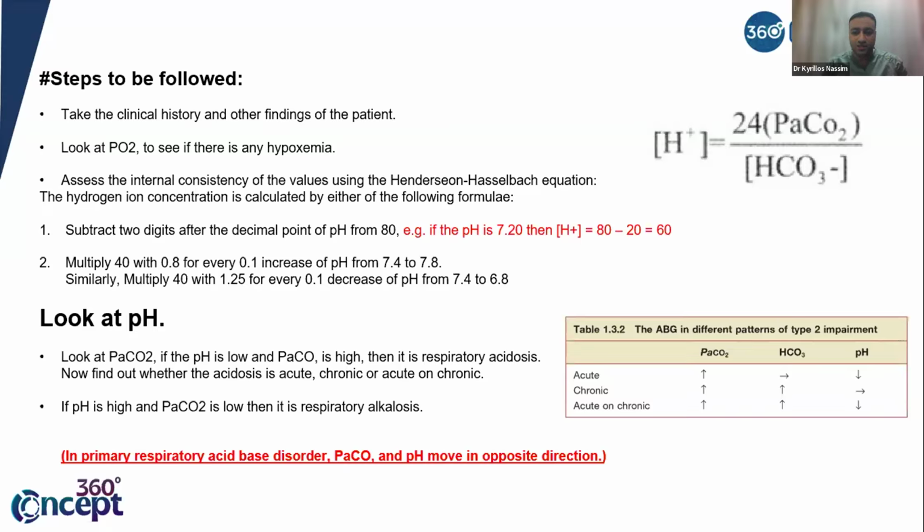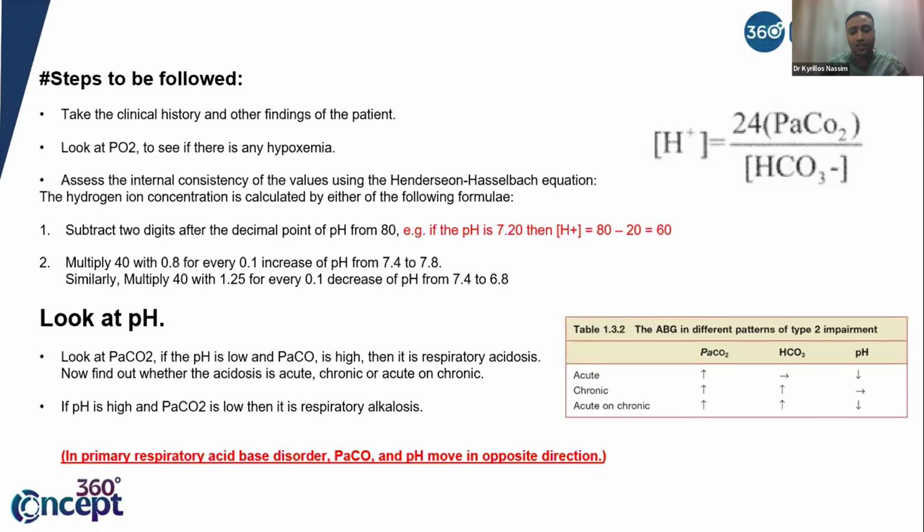If you have an ABG in the exam that tells you the pH is 7.20, then hydrogen is 80 minus 20, which is 60. Then I will come back to the ABG and use the Henderson-Hasselbalch equation, which is 24 times CO2 over the bicarb, and then it tells us if the ABG is normal or not. In 99%, the ABGs are normal.